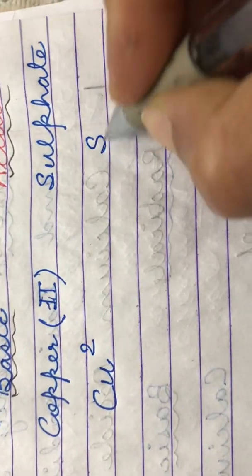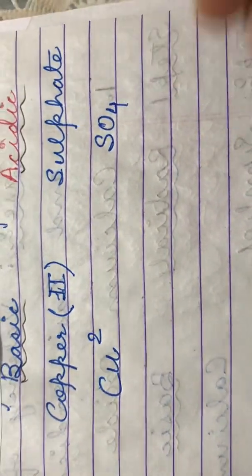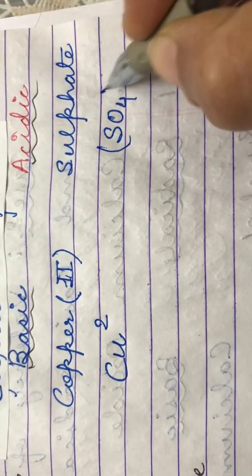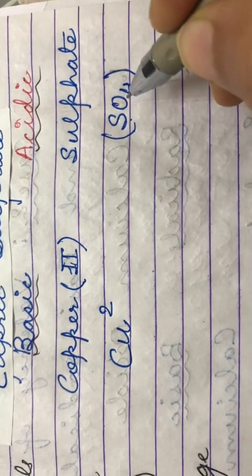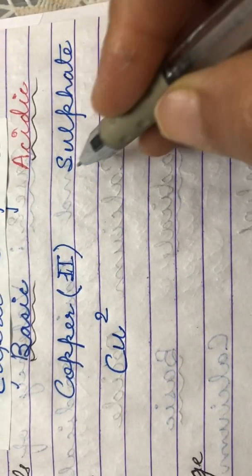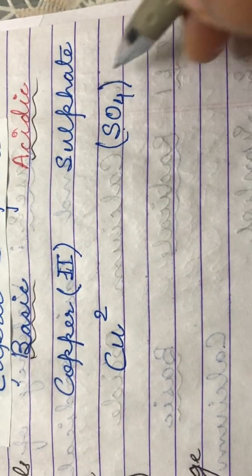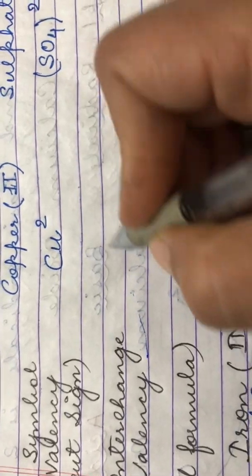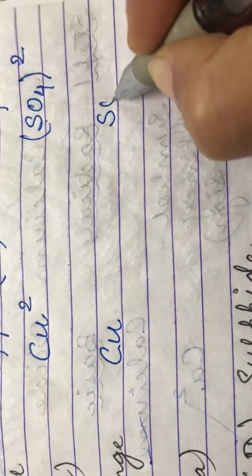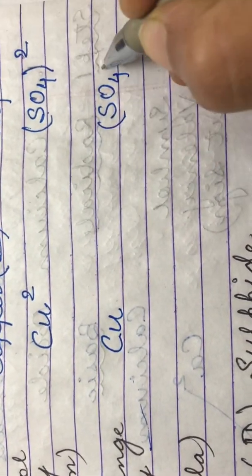Sulfate is SO4. As we did in the previous example, put it in a bracket because this particular formula has 2 different atoms. Since the radical sulfate has 2 different atoms, we put it in a bracket to avoid any confusion during crisscross. In the next step, we interchange the valency. For showing interchange, we first write the symbol as it is, Cu as it is, and SO4 as it is. Put the whole in a bracket.